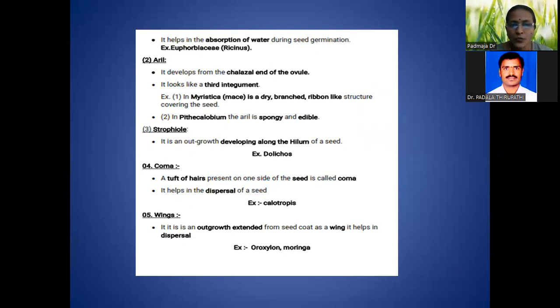And strophiole is the outgrowth developed along the hilum of a seed in Dolichos. This is an important bit also. In which family is this strophiole present, may be asked. That means leguminous. And coma, a tuft of hair present on the side of the seed, is called the coma. Usually this is helpful for the dispersal of the seeds in Calotropis.